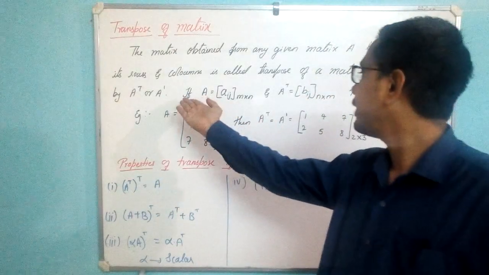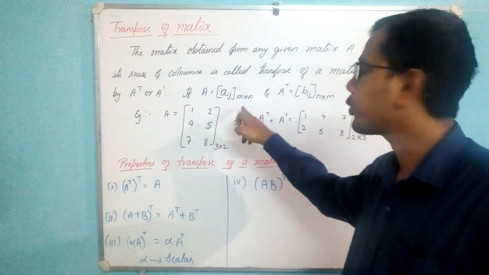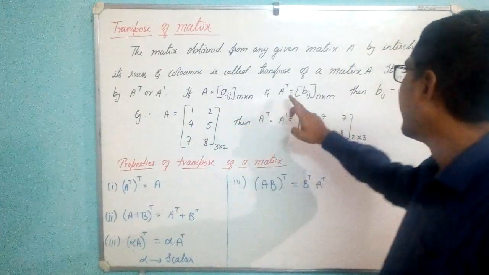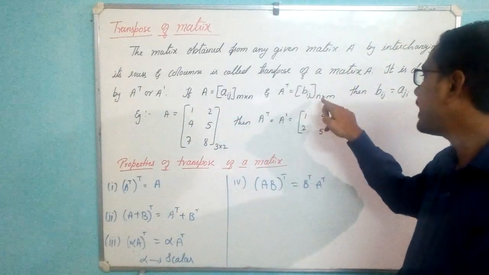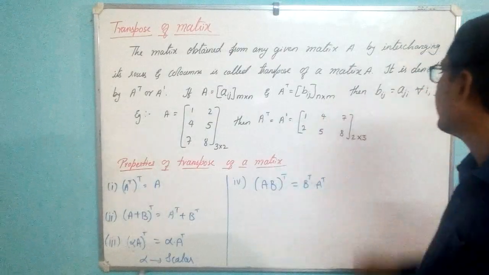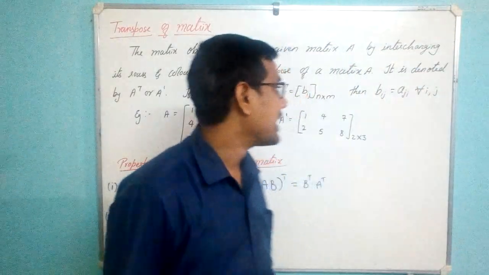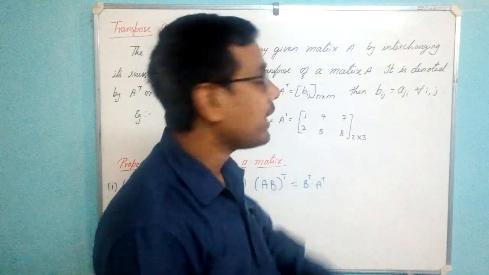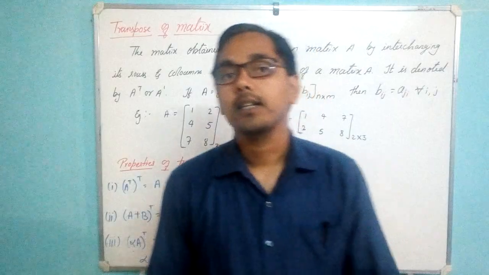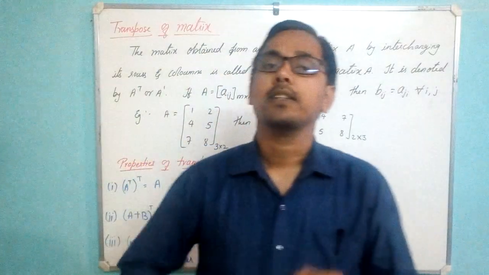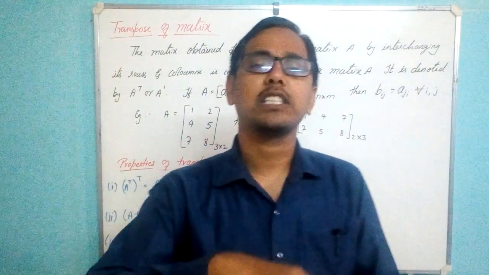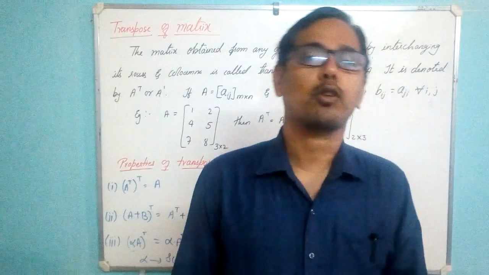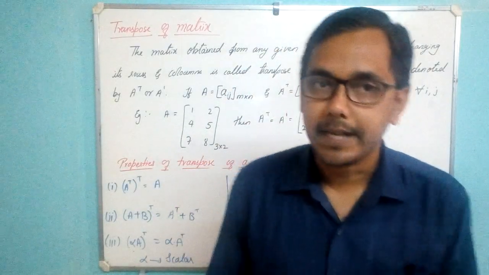So mathematically you can say that if A is equal to Aij, m cross n, and A transpose is Bij, n cross m, then Bij will be equal to Aji for every i and j. Okay, this is the definition. And in general, if you interchange rows and columns, if you make rows as columns and columns as rows, then you will get the transpose.